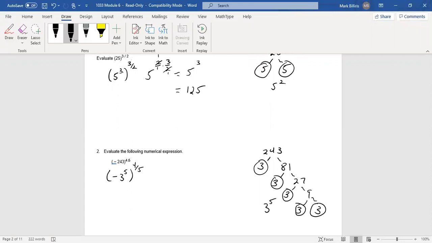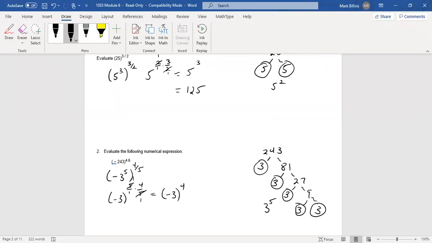So now we have a power raised to a power. So what we're going to do is multiply our exponents. So we'd have negative 3, and we have 5 over 1 times 4 over 5. 5 goes into 5 one time. So this would leave us negative 3 raised to the 4th power.